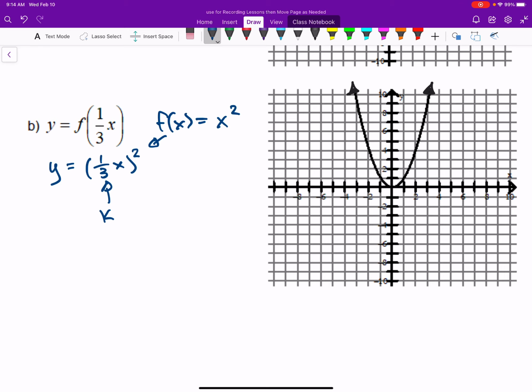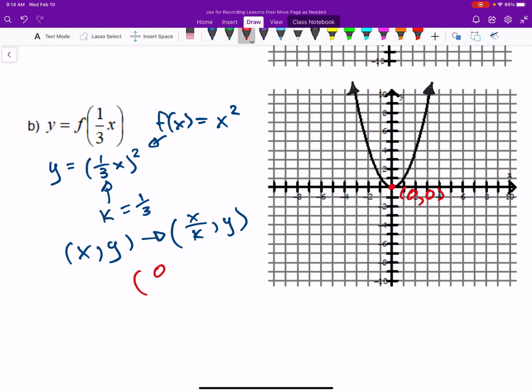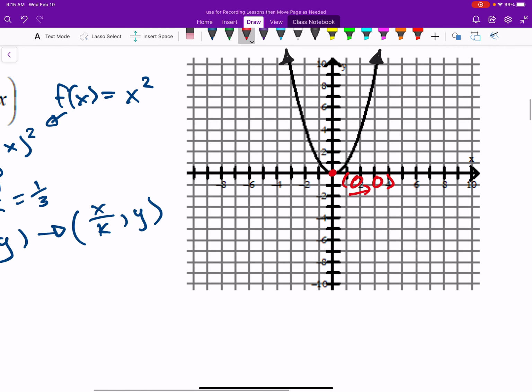So again, think about that mapping formula we had above. By mapping formula, I just mean the one that says (x, y) becomes (x over k, y). So I'm always dividing my x coordinate by the k value. So again, in this case, k equals 1/3. So again, let's take some points. If I take the point (0, 0), then literally what I'm going to have is 0, the x-coordinate, divided by 1/3. But we know 0 divided by anything is still 0, so that point doesn't move.